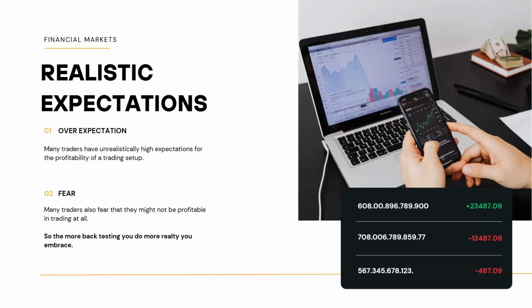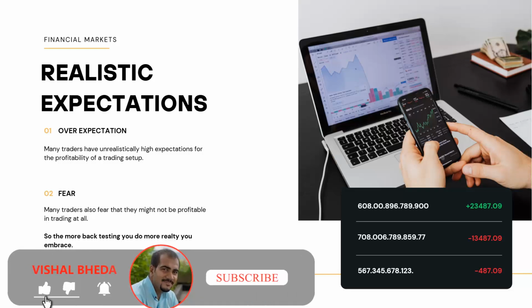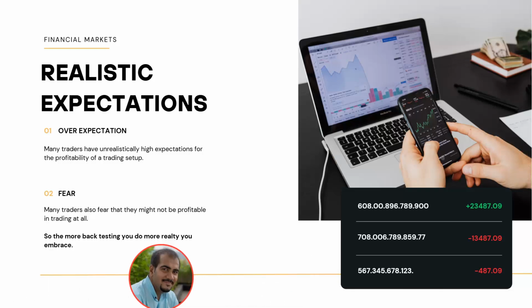Going ahead, realistic expectations. Now, this, my friend, is a very, very big point. Over expectations. Many traders, when they start their trading career, I believe they have extremely high expectations from trading. I can understand that trading is a very lucrative business, but the more realistic expectations you have from a trading setup, the higher the chances of success you have in trading.